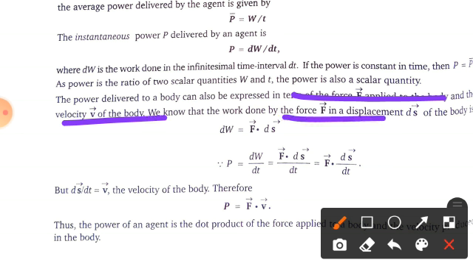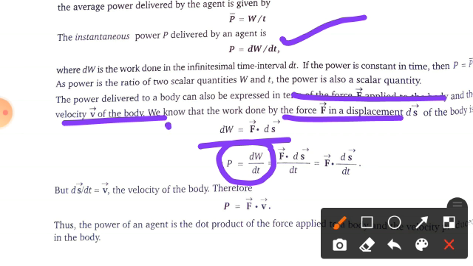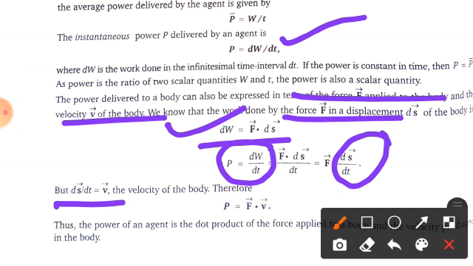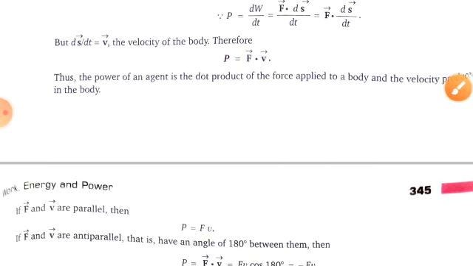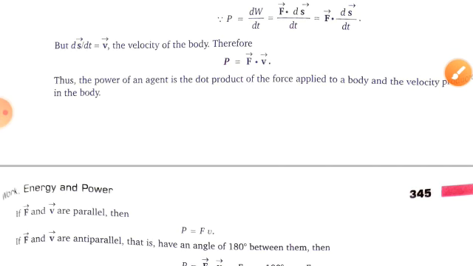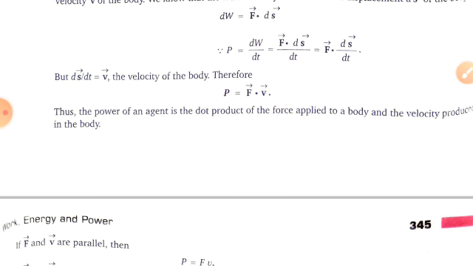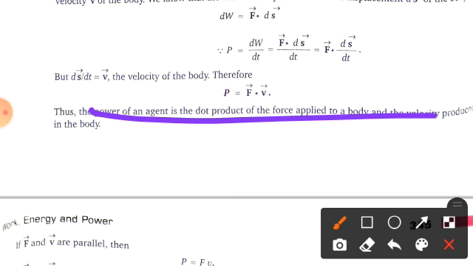So we know that the work done by the force F in the displacement ds of the body is dW equals F dot ds. So from this relation, P is equal to dW by dt, and in place of W you can write vector F dot vector ds by dt. Now force is a constant term, and ds by dt is displacement upon time, which changes into velocity. So the formula is P is equal to F dot V. Fine, which means power is related to the force and the velocity. So the power of an agent is the dot product of the applied force to a body and the velocity produced in the body. So this is the definition.